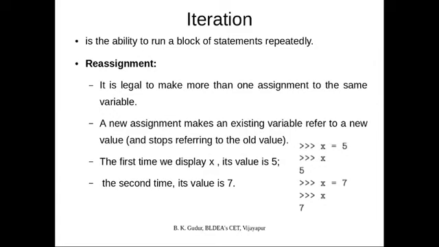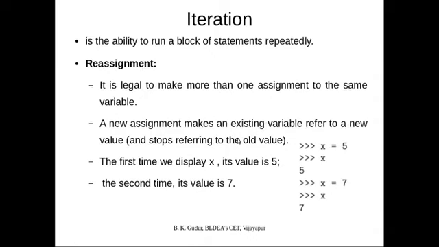But for these repetitions to happen or to stop, we should reassign. There is one variable called the iteration variable, which we are going to see later. That variable has to be reassigned to stop the iteration from repeating again and again inside the loop. For that purpose, we require reassignment. And it is legal to make more than one assignment to the same variable.